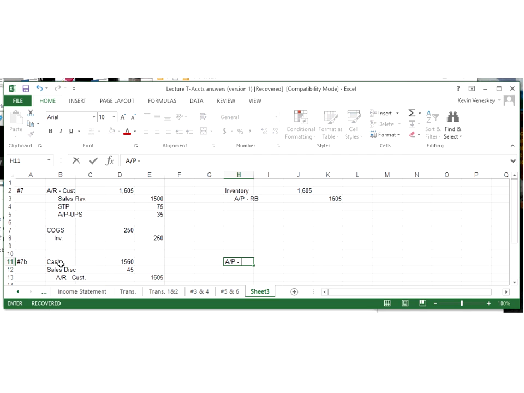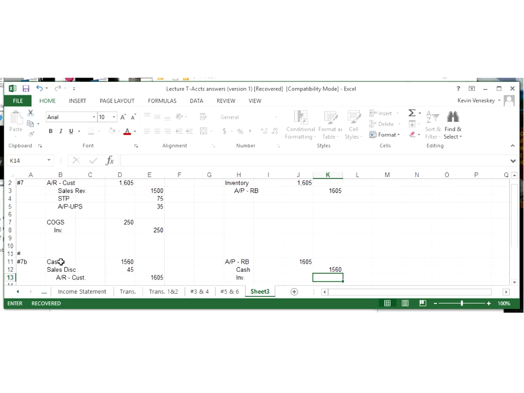Now, from the customer standpoint, what they're going to say is, I got a reduction on my account payable to Ring Bling. I'm going to take off my entire amount due, $1,605. I'm taking it all off because I paid cash of $1,560, and they gave me a discount on the inventory, so the inventory didn't cost me that extra $45.